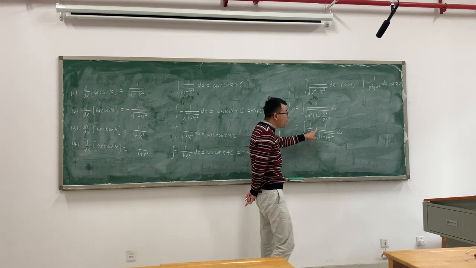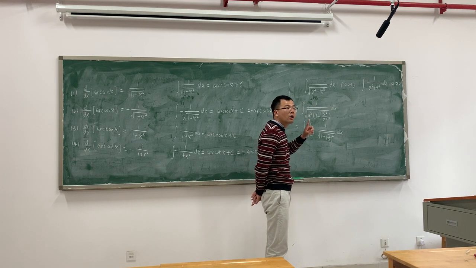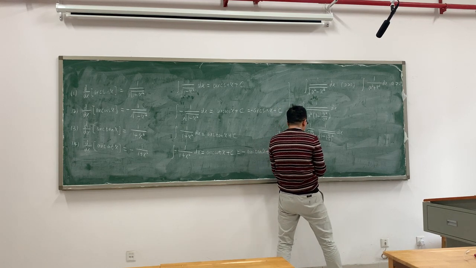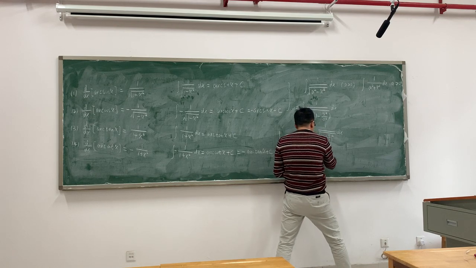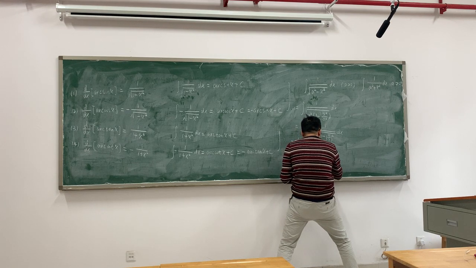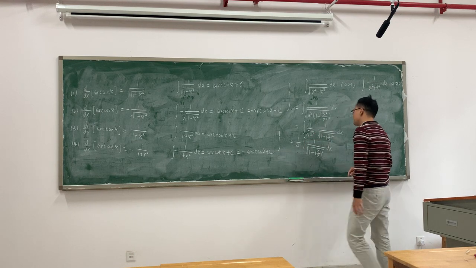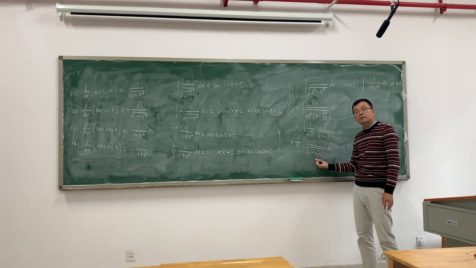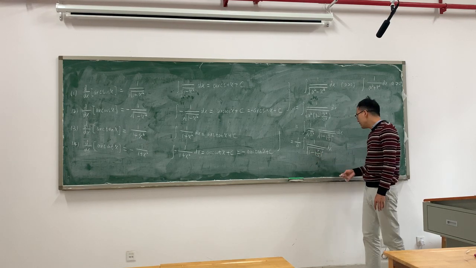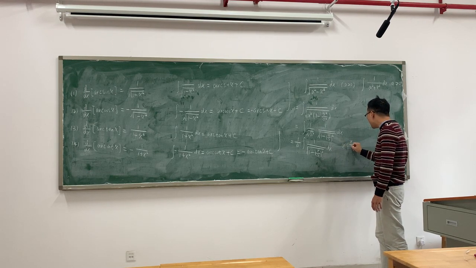So here, 1 by the square root of a squared minus x squared dx. So here we need to define u equal to x by a. So here we let u equal to x by a.